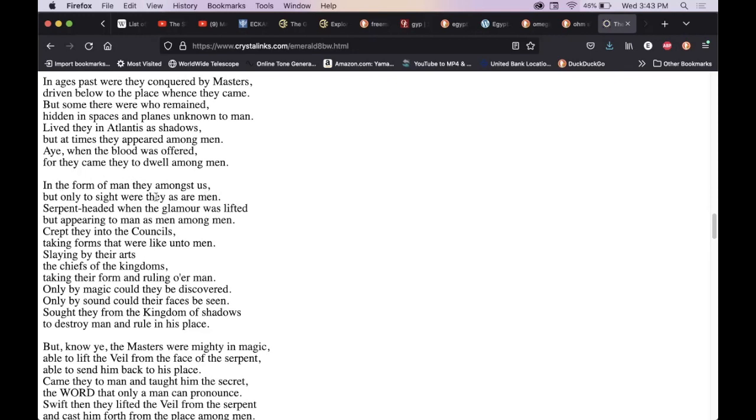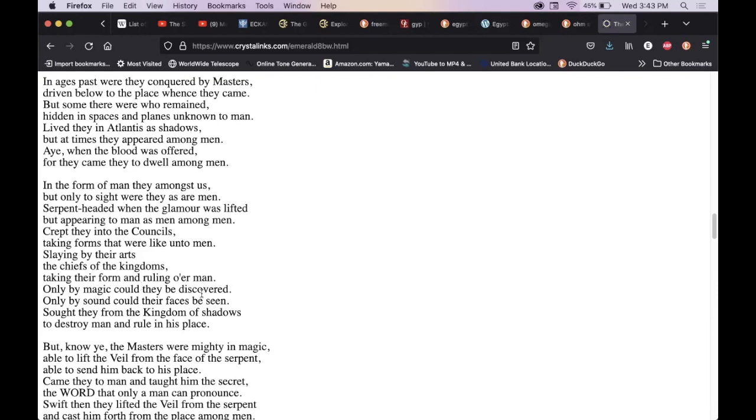In the form of man, they were amongst us, but only to sight were they as men. Serpent headed when the glamour was lifted, but appearing to man as men among men, crept they into the councils, taking forms that were like unto men. Slaying by their arts the chiefs of the kingdoms. What have we been seeing? We've been seeing them taking over the different countries around the world, taking their form and ruling over man.